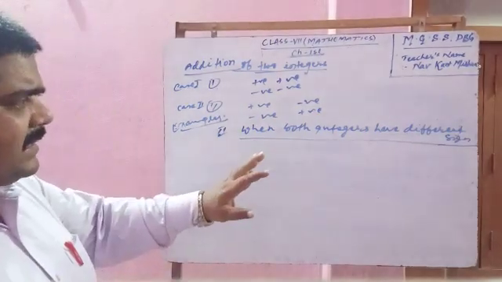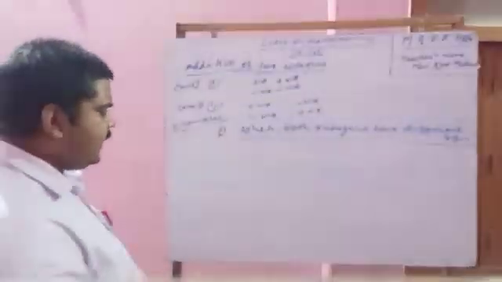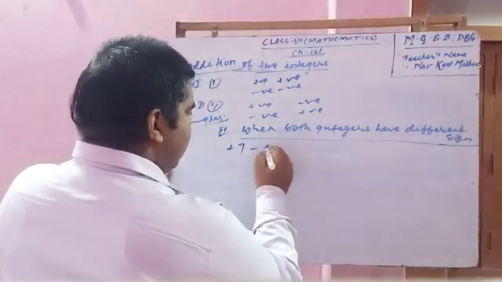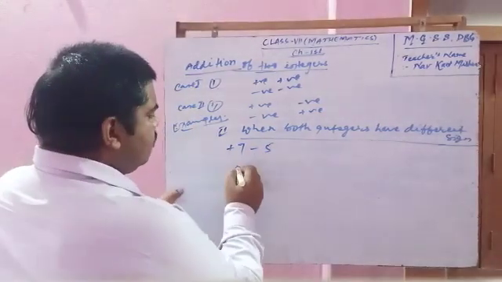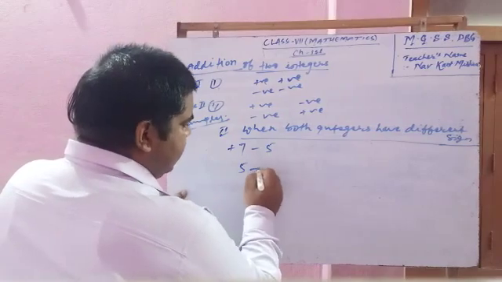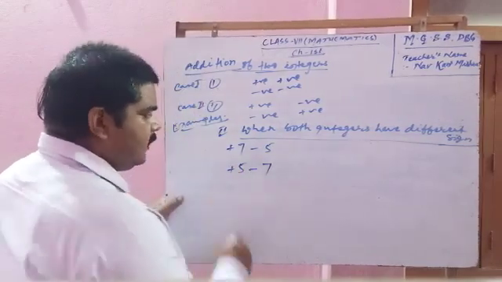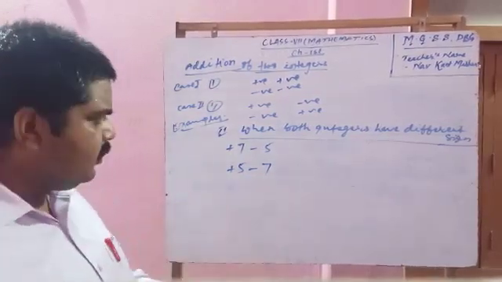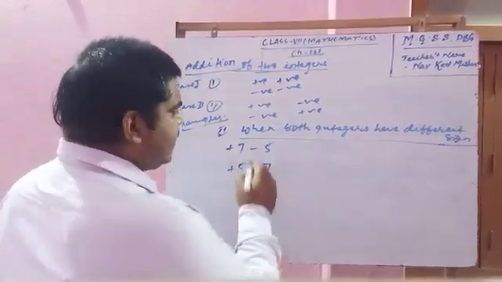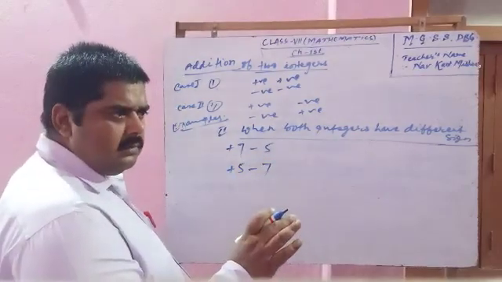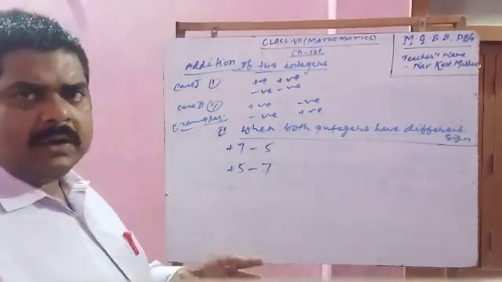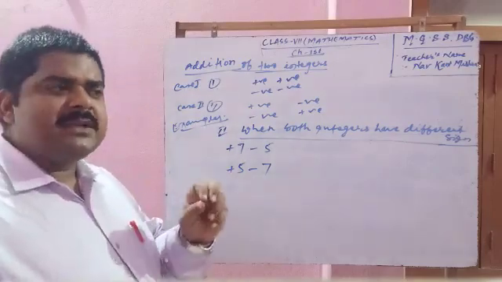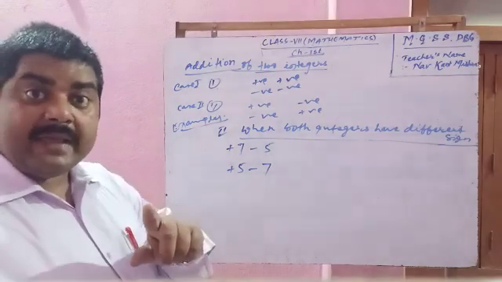When both integers have different signs, suppose plus 7 minus 5, or 5 minus 7. In this case, my dear students, it is the rule that you have to subtract the smaller number from the greater number, and for the greater number you have to take the absolute value, on the basis of their absolute values.